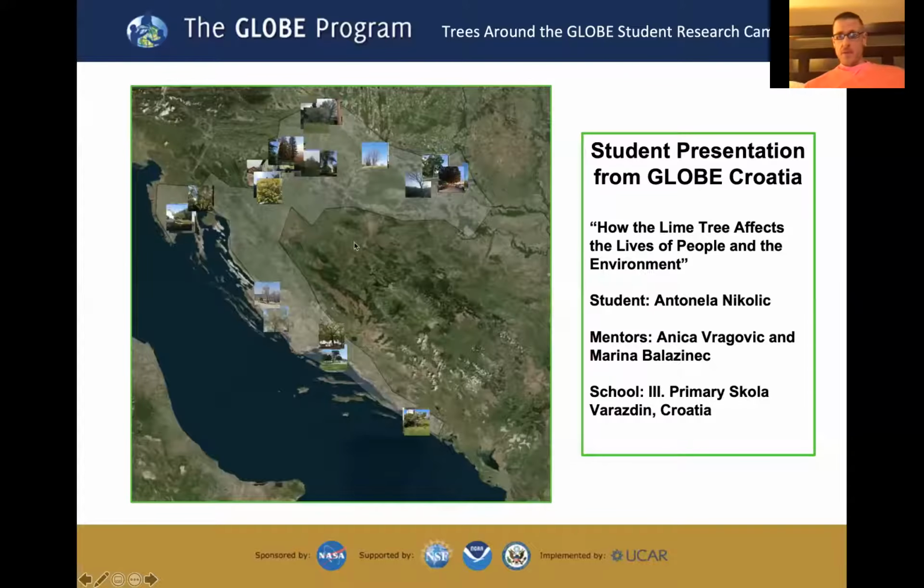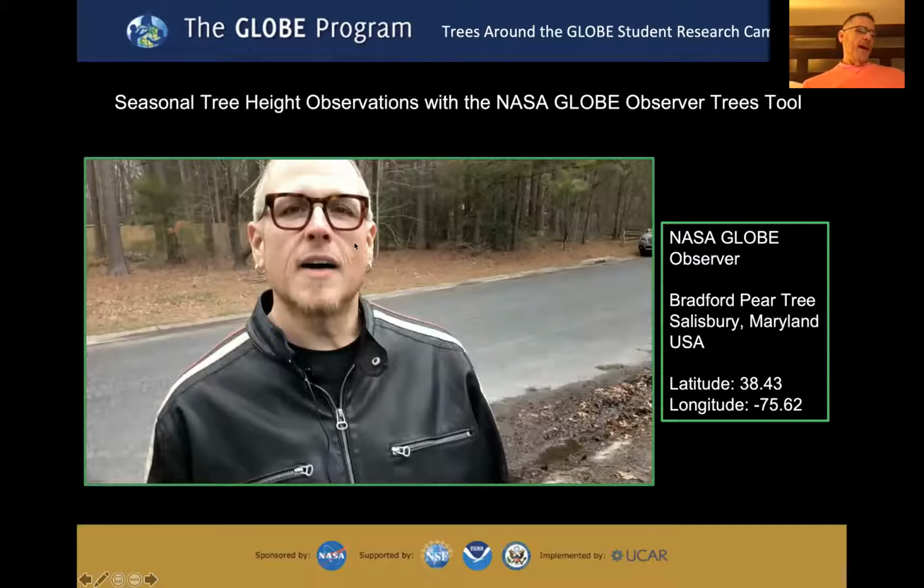All right, let me go back to the presentation and back to sharing my screen. So now we're going to move into a little bit about looking at the tree height observation. Since we talked a little bit about seasons, you're going to see some of the observations that I'm taking here. This is back from March of last year when I was doing a tree height observation in my neighborhood, and it's on a Bradford pear tree.